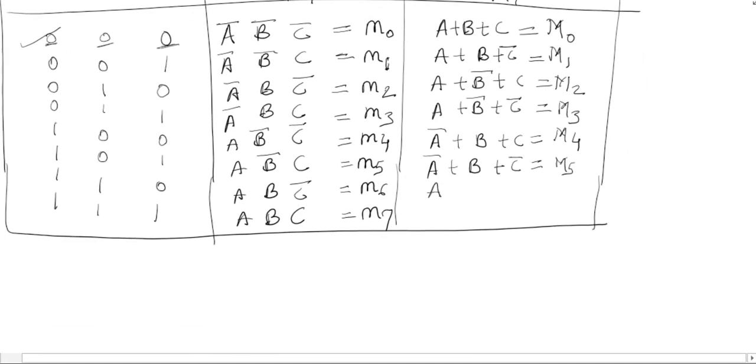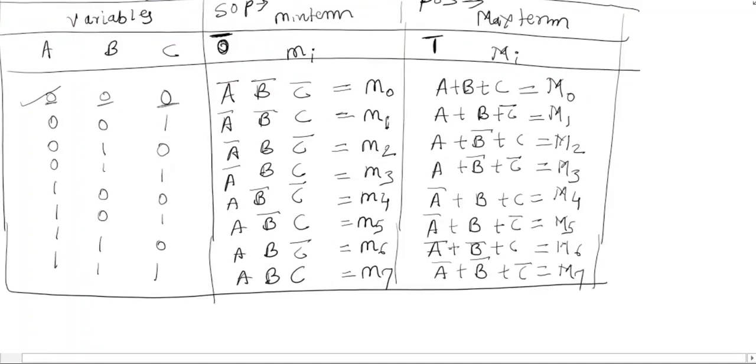Similarly, A bar plus B bar plus C is equal to M6 and A bar plus B bar plus C bar is equal to M7.